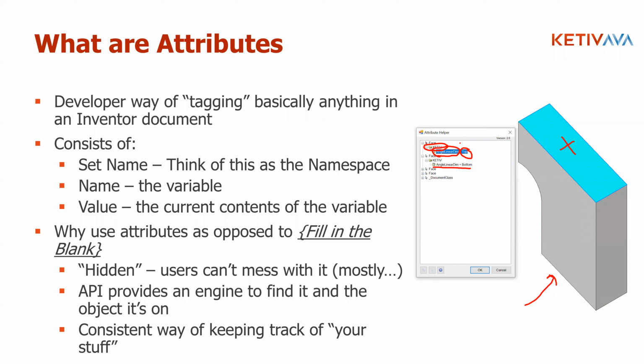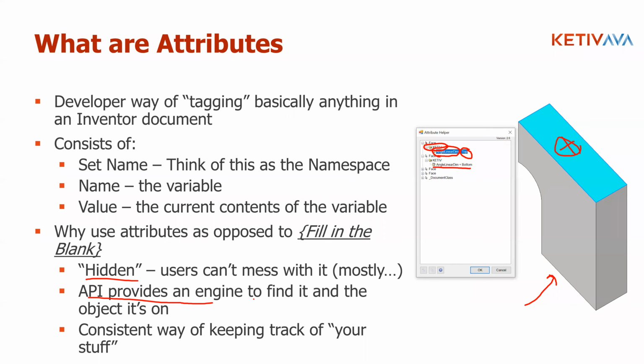Most often the reason you use it is that it is hidden from your user. This is really important because for your automations, you want to make sure that your user can't mess with the stuff that you created so you can make sure you can find it again. And mostly that's true. The one case that's not true is if they do something to, say, your part file where this top face got completely deleted, well, then the attribute's gone, and you're not going to find it. There's not really anything you can do about that. But you tend to use attributes because they're hidden.